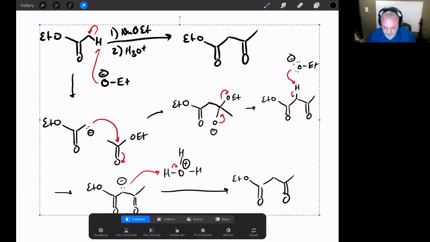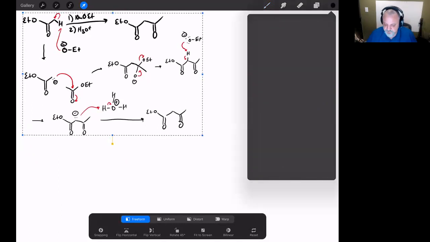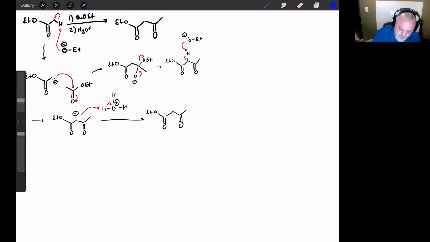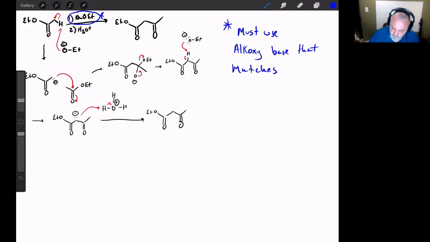Okay, so I was getting a little bit ahead of myself because I do need to say one little thing. Why is it that we specifically used this? We can't use, or we must use, an alkoxy base that matches the ester. And this is why. Let's imagine this situation. Let's imagine this situation here.